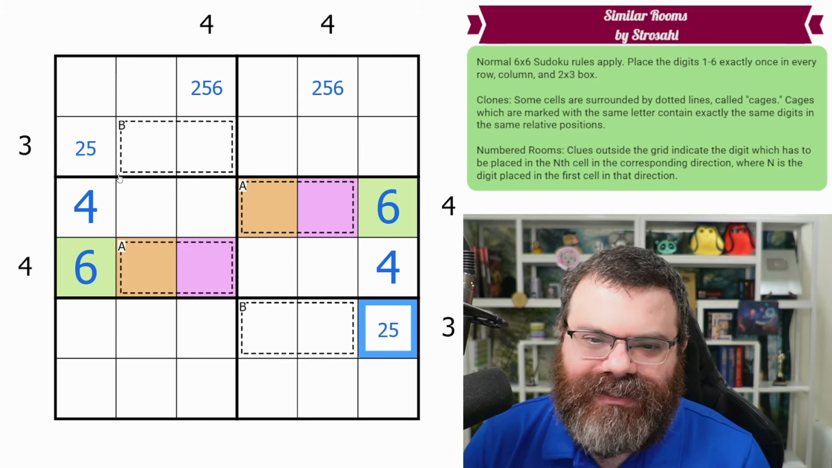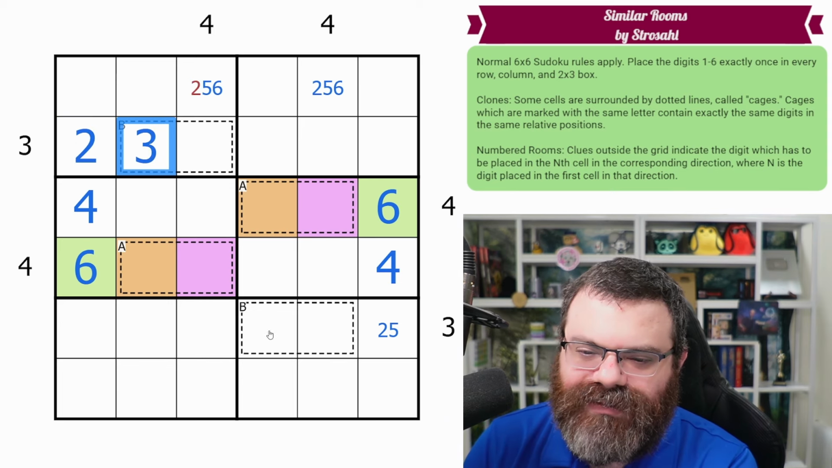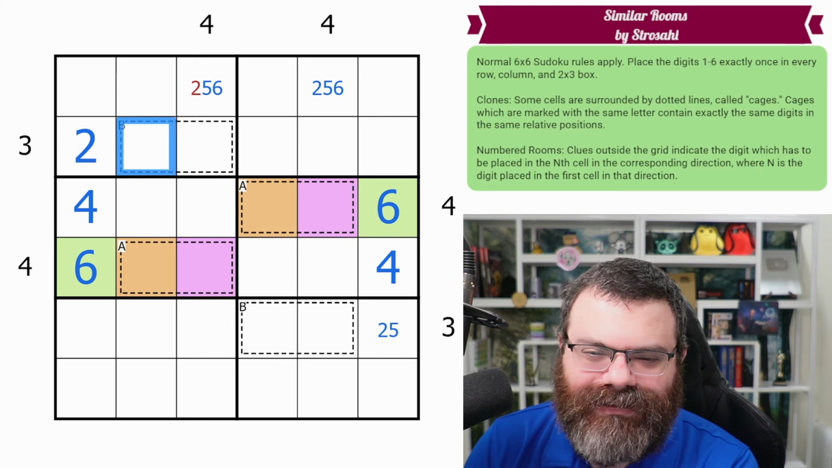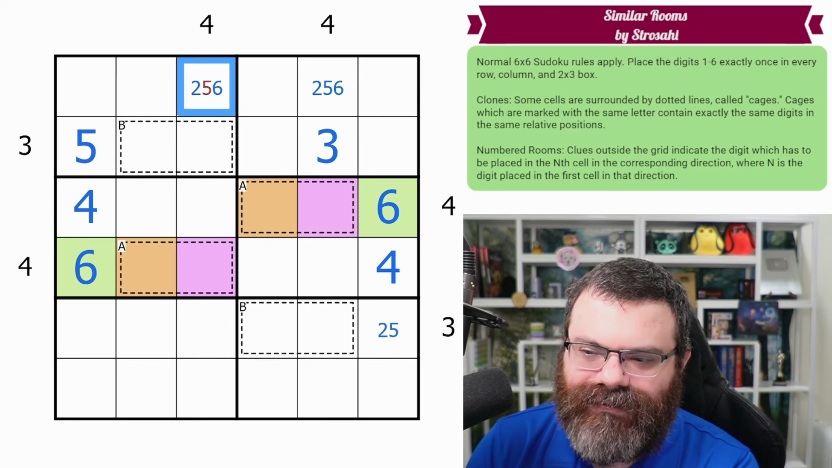Okay, I'm finally grasping this puzzle, I think. This can't be 2, right? Because it would put a 3 there, which puts a 3 there, but this now can't be 3. So this is 5, which definitely puts a 3 there. This can't be 5 anymore. Okay.